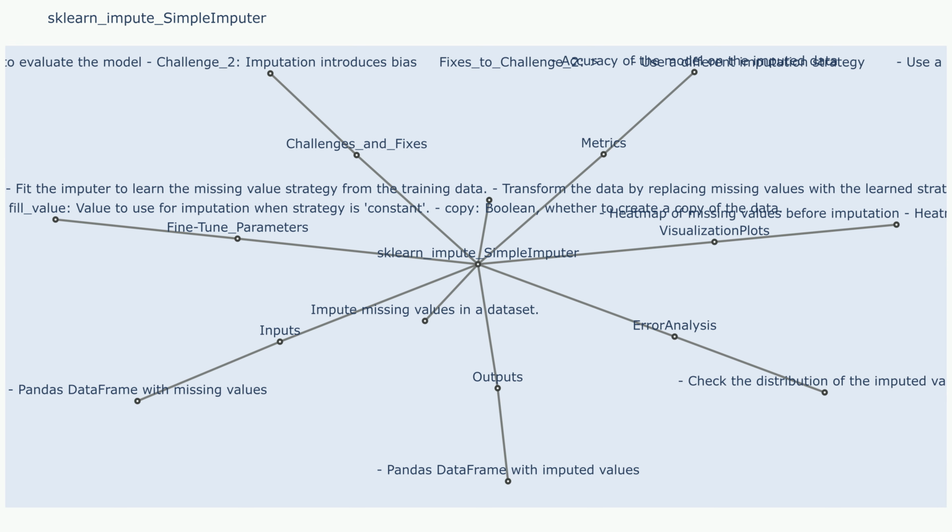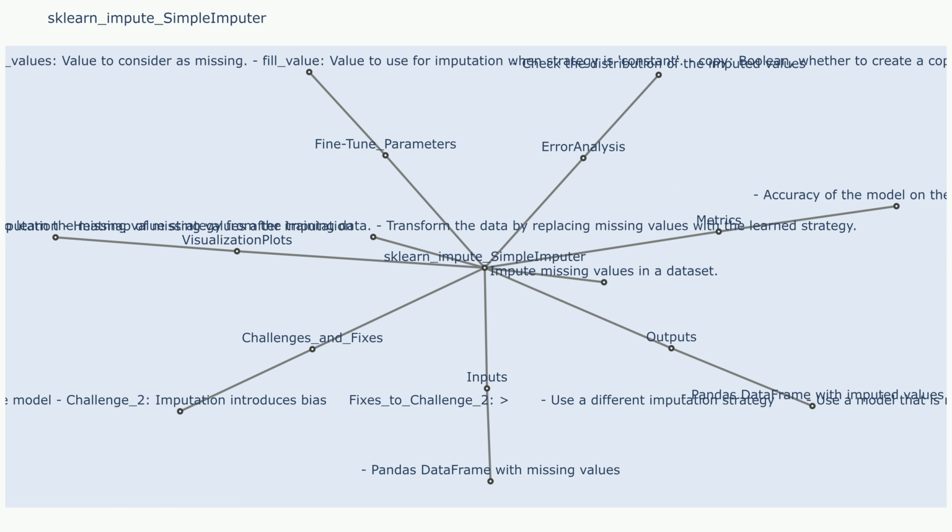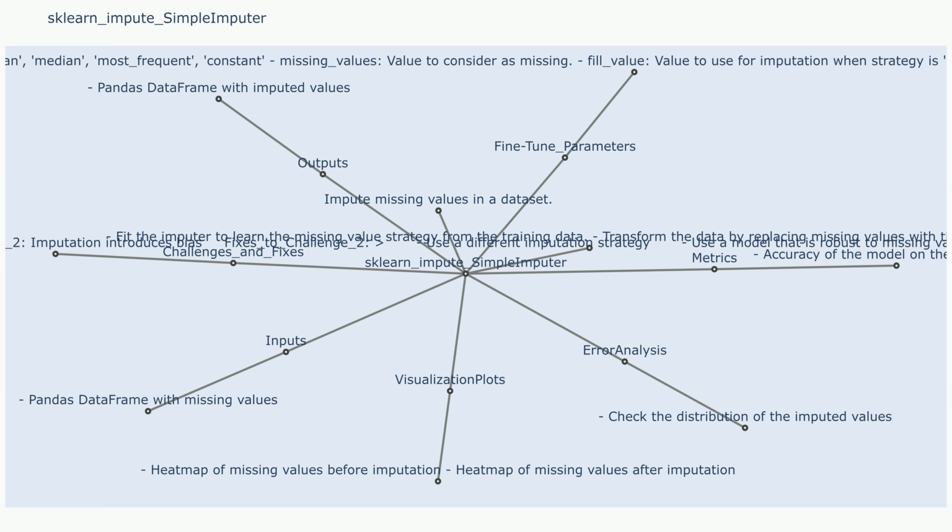Inputs: X, a NumPy array or pandas data frame containing the dataset with missing values. Each row represents an instance, and each column represents a feature. Missing values: this parameter determines the values to be considered as missing. It can be a single value, a list of values, or None. To represent missing values as None, use NaN (not a number).